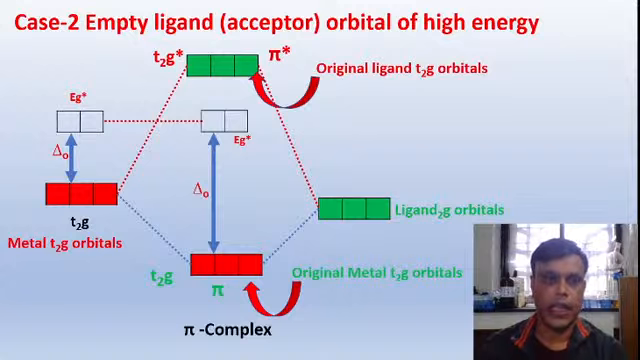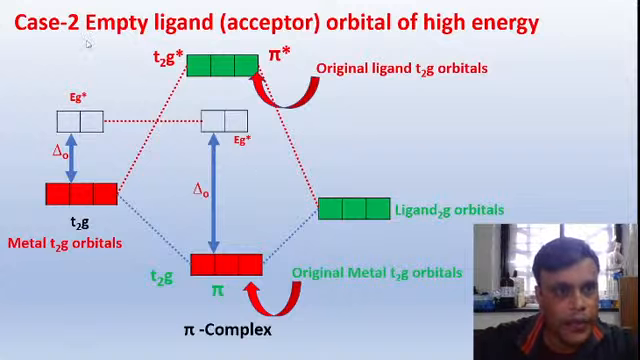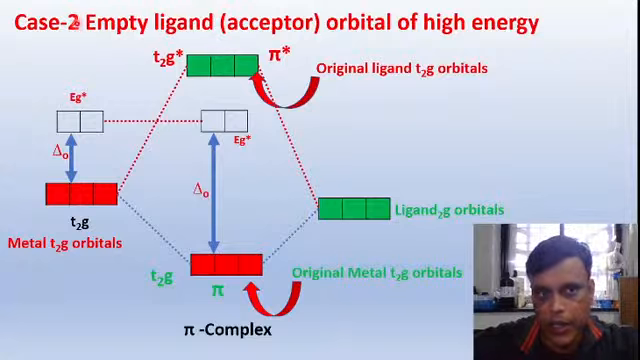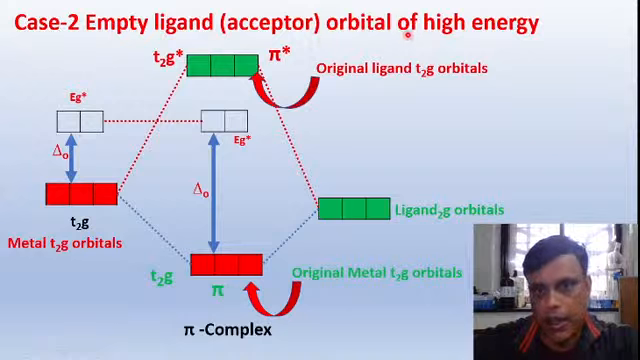Now we will discuss case 2. Here case 2 is empty ligand orbital. Now here ligand orbitals are empty, they do not contain electrons, so they can act as an acceptor. So they accept the electrons from metal, and these empty ligand orbitals are high in energy.